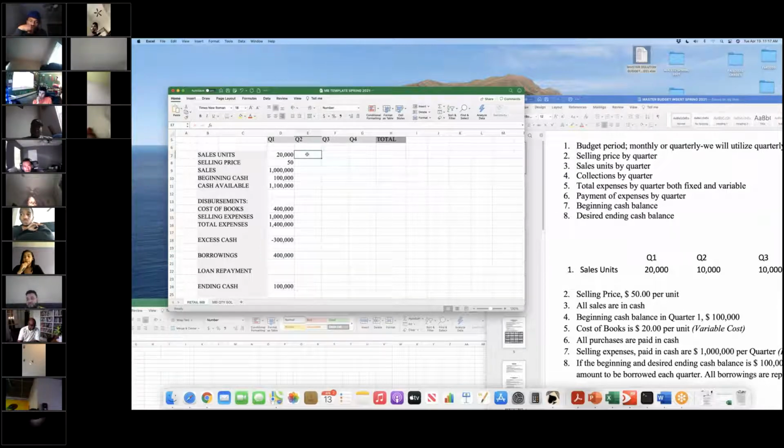Now in the second quarter, we said they were selling what? 10,000. Still at $50. So what's the sales in the second quarter going to be? $500,000. I have a question. What is loan repayment? Why do we have that line down here if we aren't going to put anything there? Eventually we are, but we are in a borrowing situation now. We're hoping to be in a loan repayment situation in quarter four. Okay. Beginning cash, we bring up what's down here, 100,000. And so now we have available 600,000.